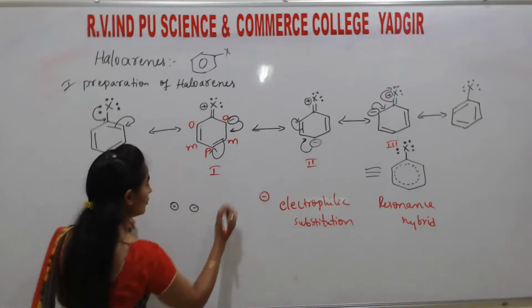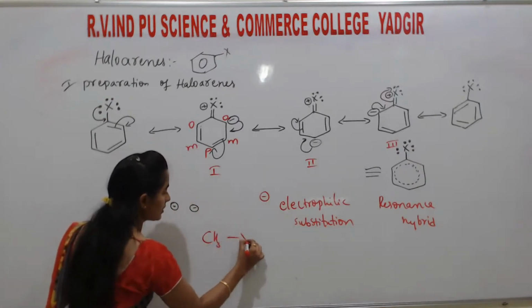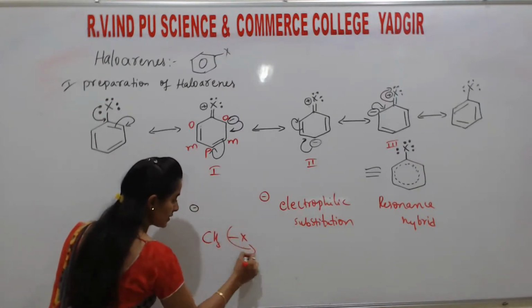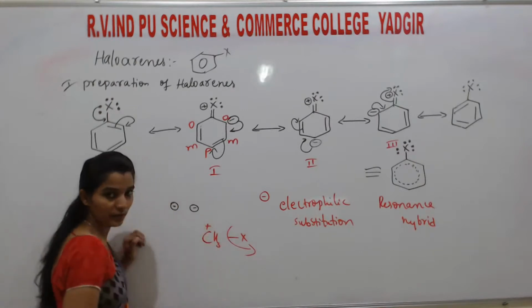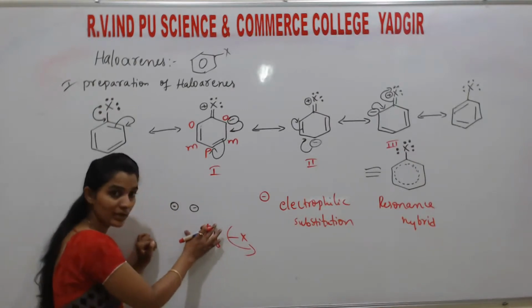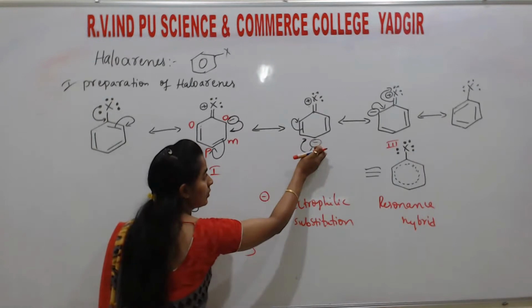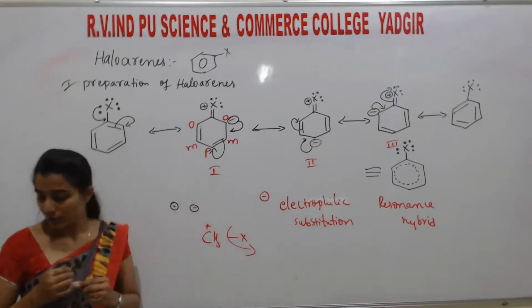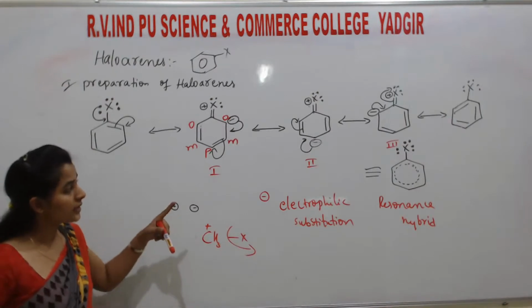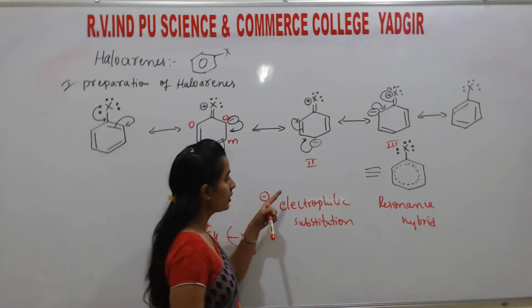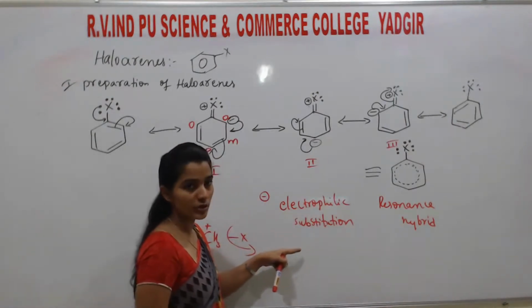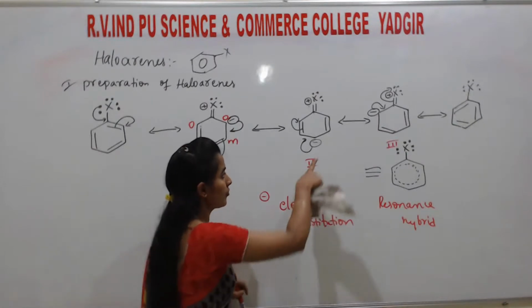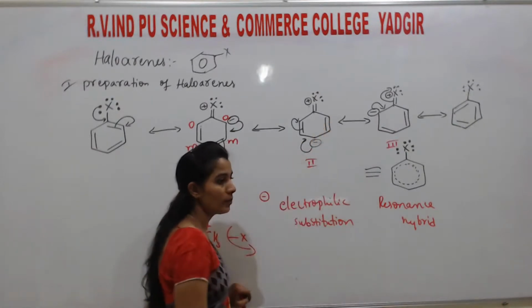Correct? If instead of benzene, if we take this one, if we displace this, what will form? CH3 plus will form. This system will get plus charge. But here the system is getting what? Minus charge. Understand? So if chloroarenes are there, then they undergo electrophilic substitution reaction due to the formation of negative charge at ortho and para positions.